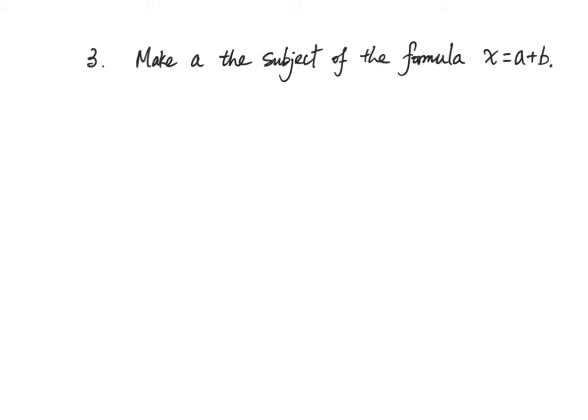Make a the subject of the formula x equal to a plus b. So this is very easy. Let's do it. Copy down the formula x equal to a plus b. Now we want to make a the subject. So we need to move positive b to the left hand side. Change sign, then change operation. Here addition, we need to change to its inverse, which is subtraction. So we can subtract b on both sides.